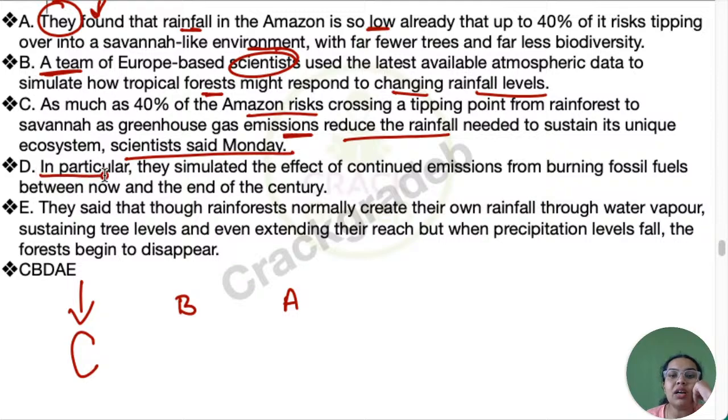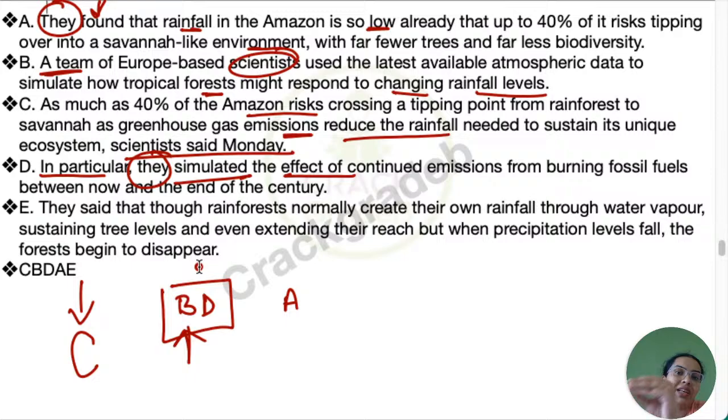In particular, now particular, you give a general idea first and in particular they simulated. Keep B and D together with your eyes closed, okay? Because B also is talking about how they did it. They simulated something. Specifically, they simulated the effect of something. So you are specifying. You first told they did something, and now you are specifying how they did something in particular. So B and D are a strong pair. A will still come later because B is coming with D. Now we have these two together. We have this as first sentence.